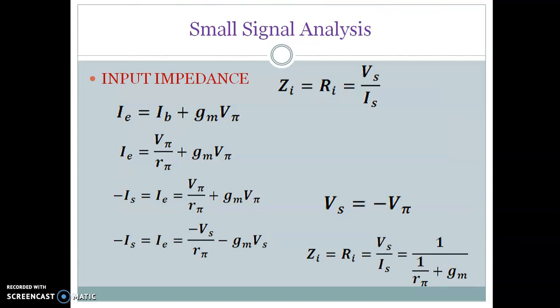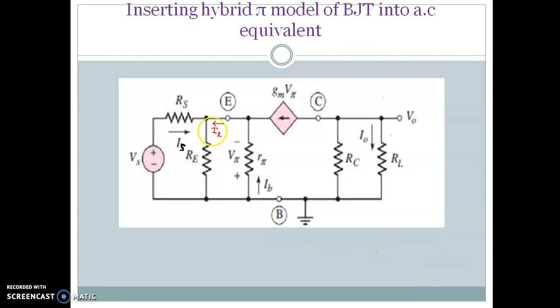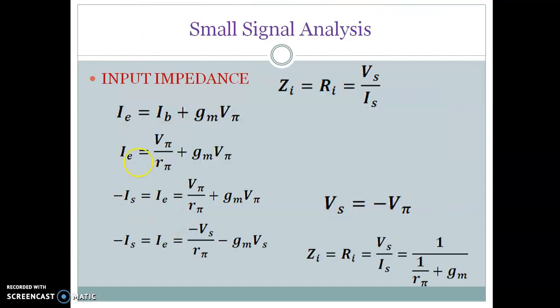Okay, the input impedance Zi is given as Vs by Is, and your emitter current is nothing but base current plus collector current, so it is Ib plus Gm V pi. Ib is nothing but V pi by R pi, plus Gm V pi. Okay, so if you apply KCL to this node, you will see that Is plus IE is equal to 0. So therefore Is becomes minus IE. So minus Is is equal to IE is equal to V pi by R pi plus Gm V pi.